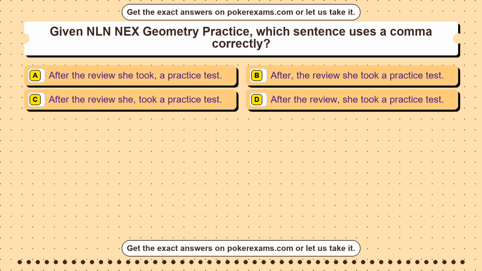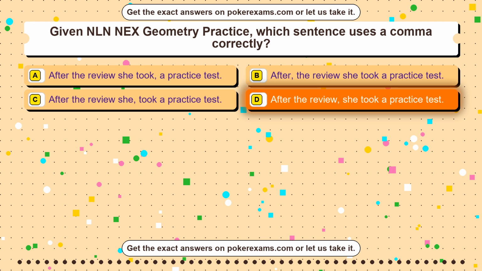Question 18. Given get geography practice, which substance is made of atoms bonded together? Option A, opinion. Option B, variable. Option C, government. Option D, compound. The correct answer is option D.